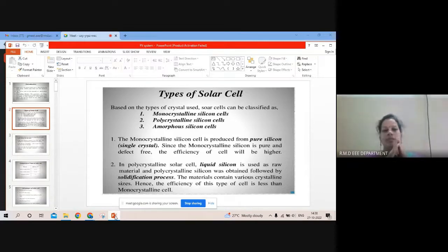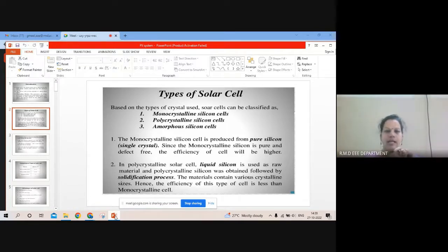So in the polycrystalline solar cell, we go for liquid silicon instead of a crystal one. Liquid silicon is used as a raw material, and polycrystalline silicon is obtained through the solidification process. The efficiency of this type of cell is obviously less than that of the monocrystalline one.